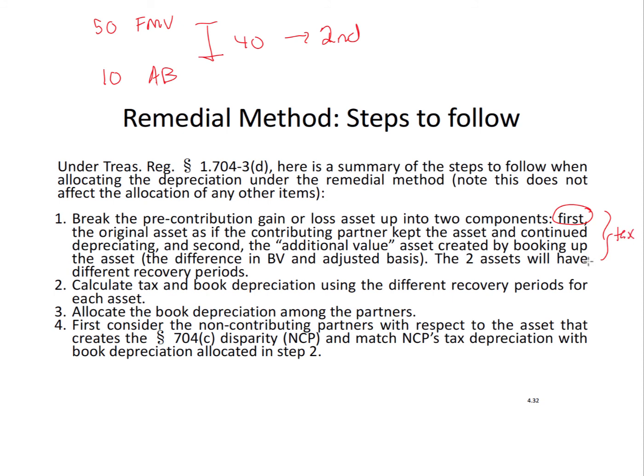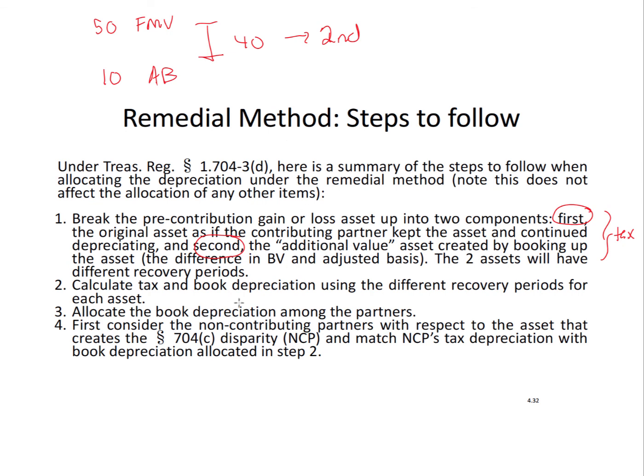That's one thing students and practitioners always confuse. Yeah, we always focus on book, but this is really tax. I mean, you have to look at the book because you have to look at this distinction. And the second is the additional value, that 40 asset created by booking up the asset. So it's as if the partnership bought it new, they would get that full $50 of depreciation for tax purposes.